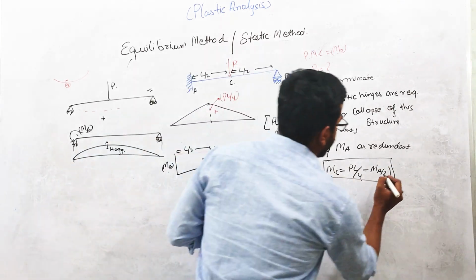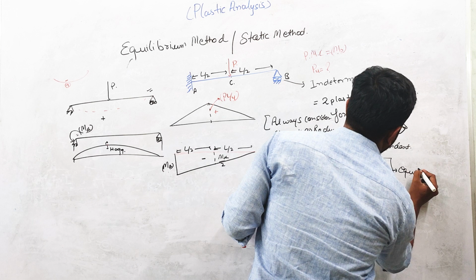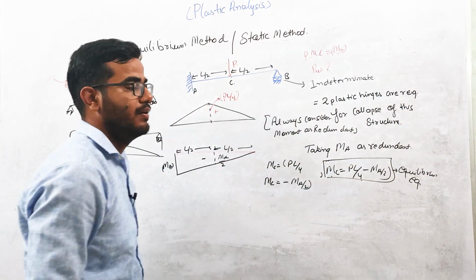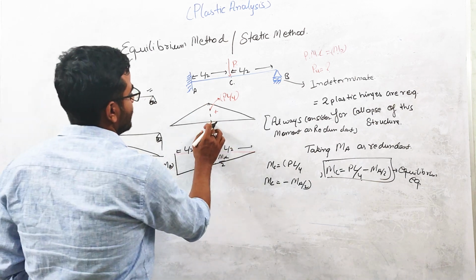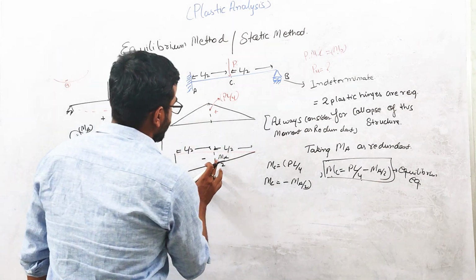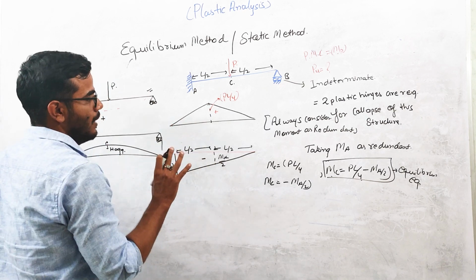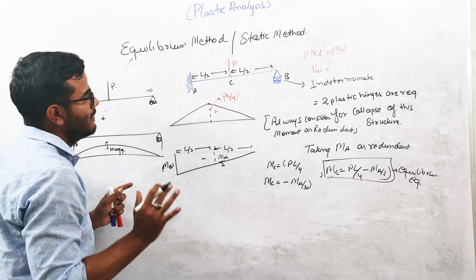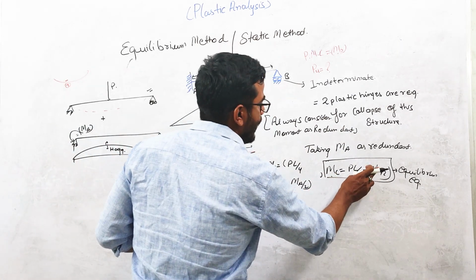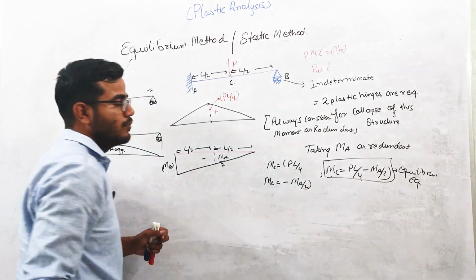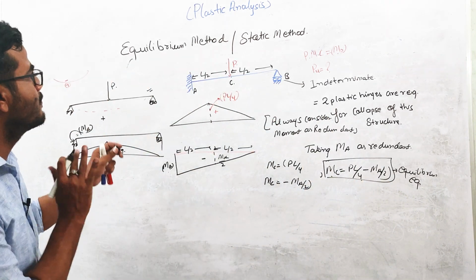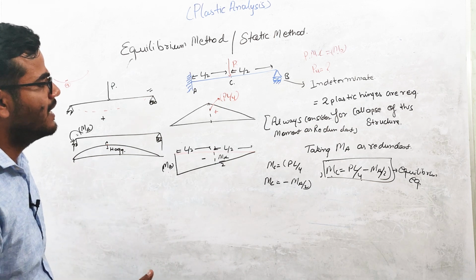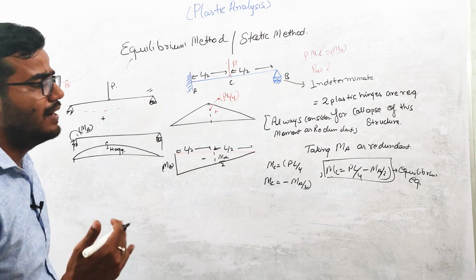And this is what? Equilibrium equation. So if you calculate the moment at this point, this will be PL by 4, and then you need to subtract this thing because these two are opposite to each other. That's why this negative sign is there. Net moment at C point will be PL by 4 minus MA by 2. So this is basically our equilibrium condition. That's why this method is called the equilibrium method. First we have formed the equilibrium equation, then we will satisfy our mechanism condition and yield condition.